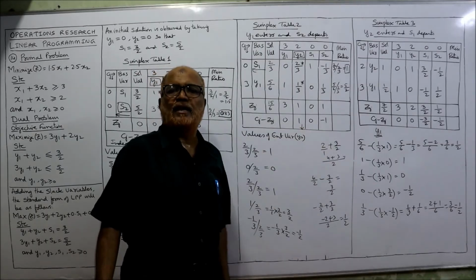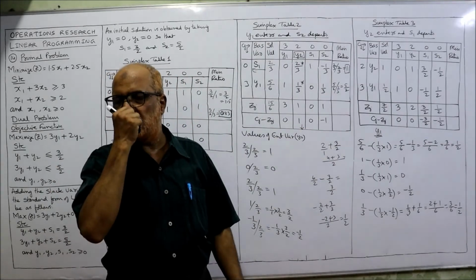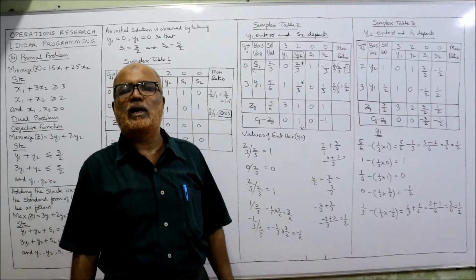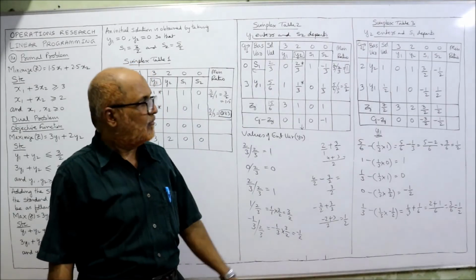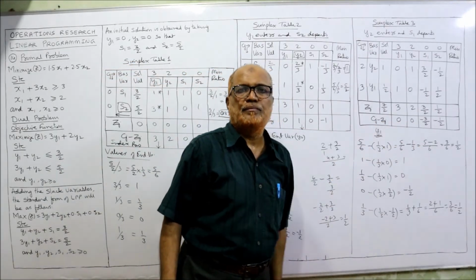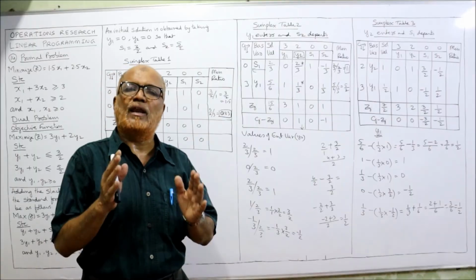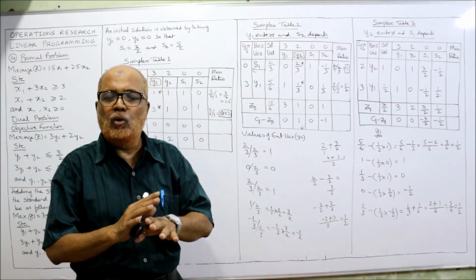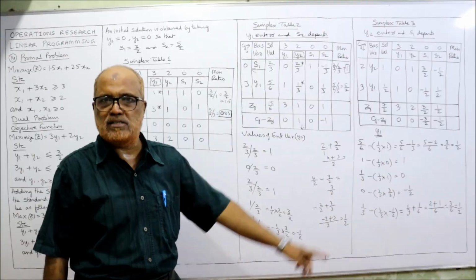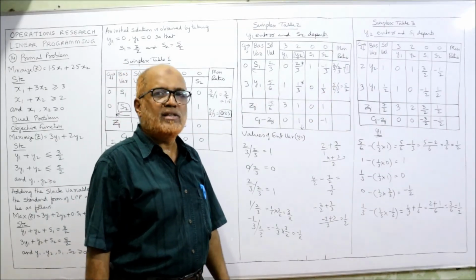Index optimality test says for maximization problem, all the index row elements should be zeros and negatives. We got zeros and negative. There is no positive. So we reached the optimum solution. No further simplex tables are required. This is the final, right? So what is the solution?